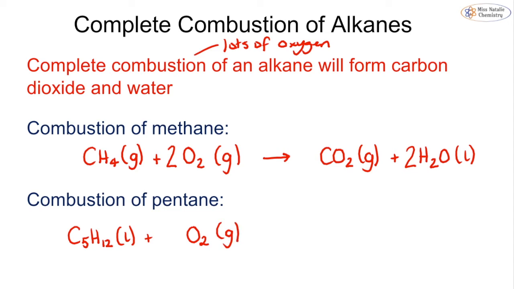We have oxygen. And we still make carbon dioxide and water. That does not change. What will change, however, is how much of it we make. So if we have 5 carbons on the left, we need 5 carbons on the right. I have 12 hydrogens on the left. I only have 2 on the right, so I need to put a coefficient of 6 in front of my water.